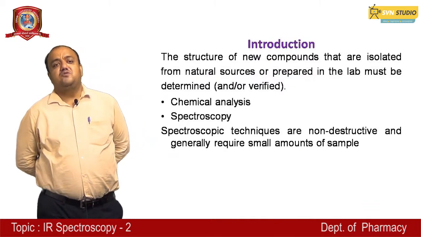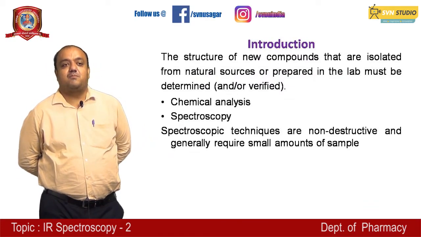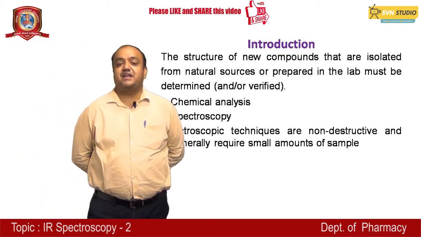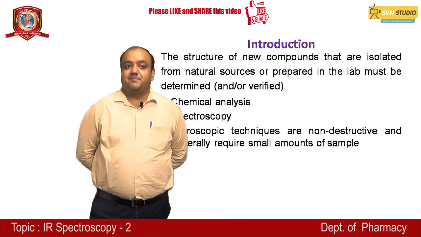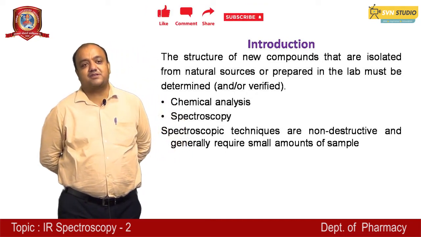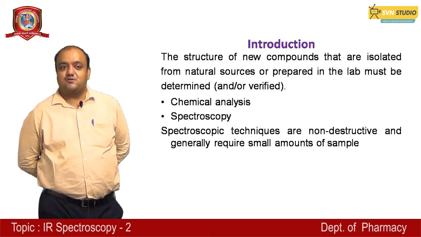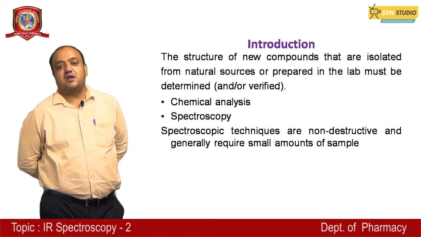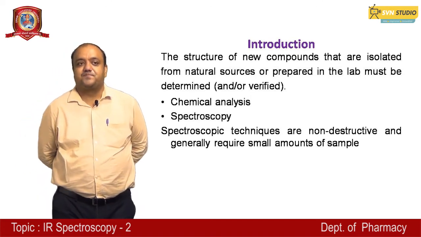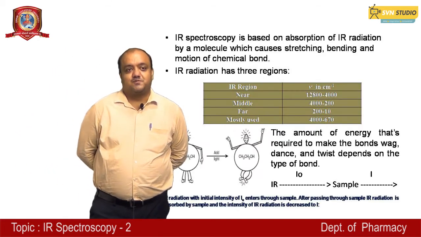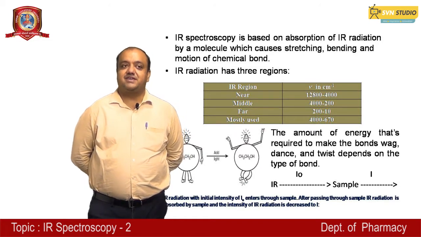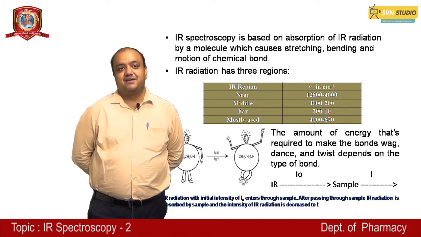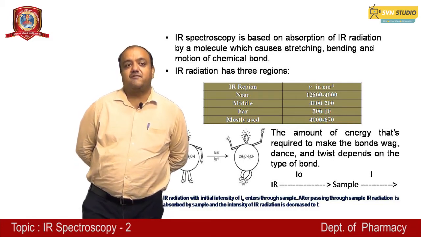The structures of new compounds that are isolated from natural resources or prepared in the lab must be determined and verified by chemical analysis and spectroscopy. The spectroscopic techniques are non-destructive and generally require small amounts of sample. IR spectroscopy is based on absorption of IR radiation by a molecule, which causes stretching, bending and motion of the chemical bond.